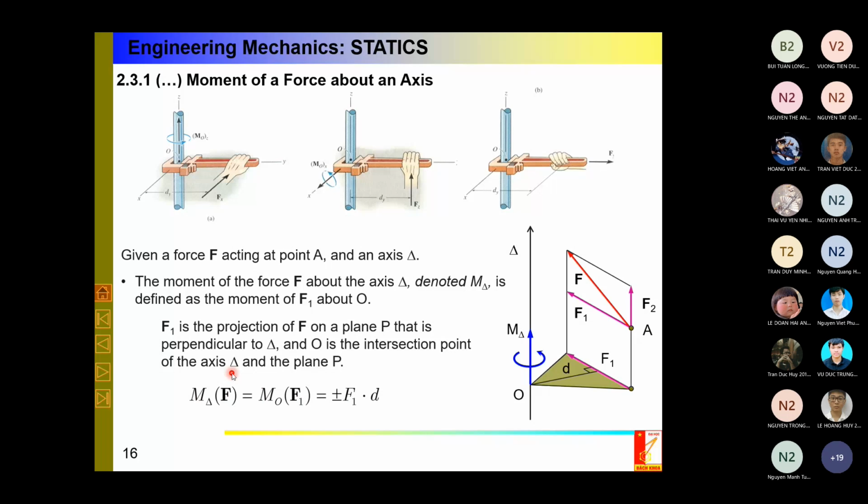And this gives us the moment of the original force F about delta. Okay, and in this case I can write, using the previous definition, you see the moment of F about axis delta is the moment of component F1 about point O, where F1 is the projected component of F into the plane perpendicular to the axis, and O is the intersection point of delta with the constructing plane. Okay, and the rest is quite easy. F1 times D. It is a scalar analysis. However, it is better, you can do it by using vectors.